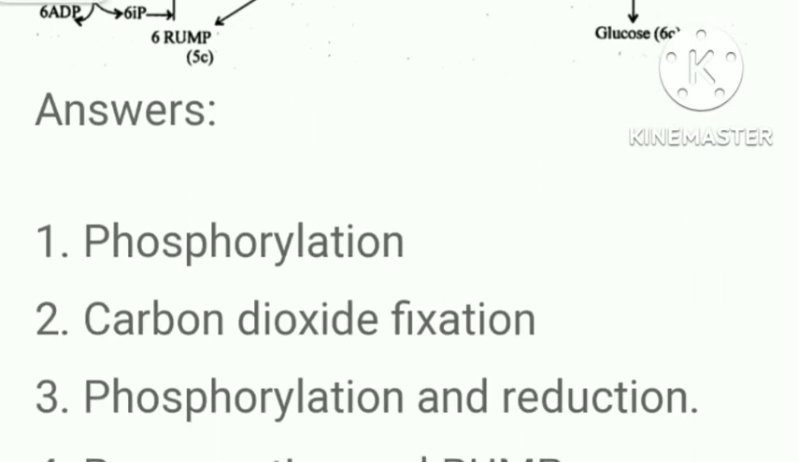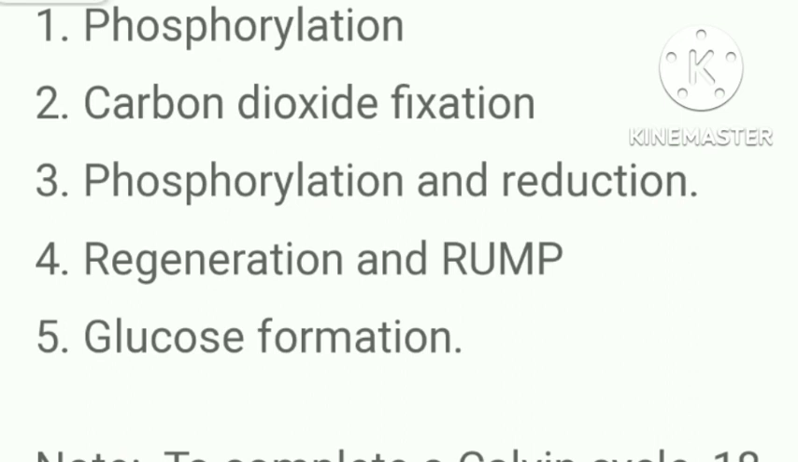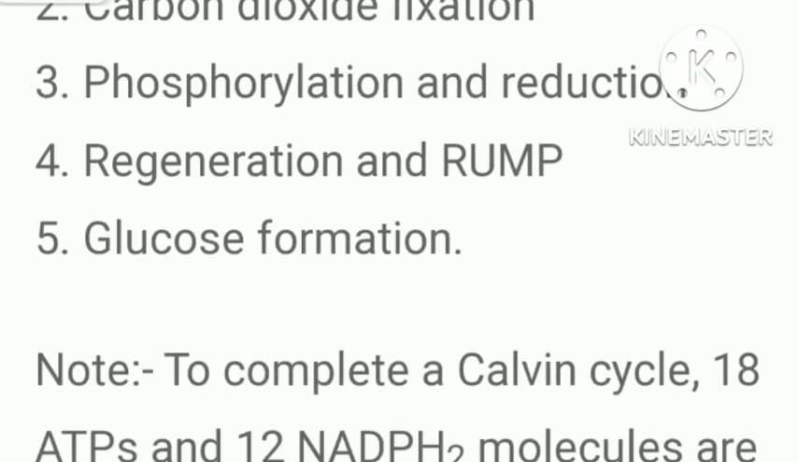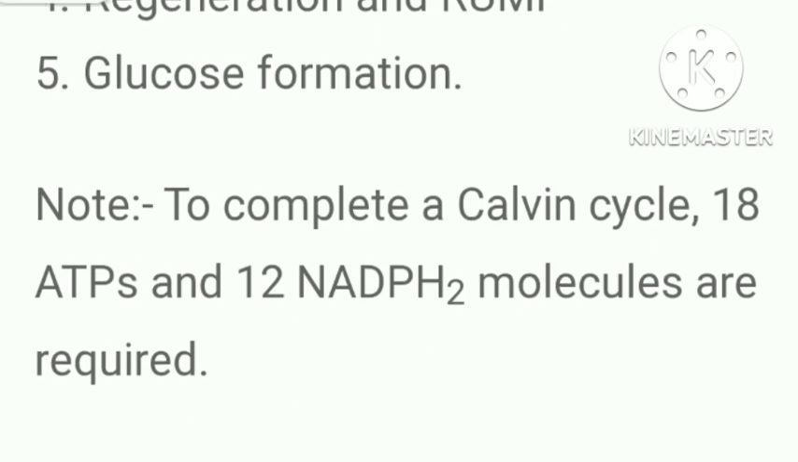Carbon dioxide fixation, phosphorylation and reduction, regeneration of RuBP, glucose formation. To complete a Calvin cycle, 18 ATPs and 12 NADPH2 molecules are required.